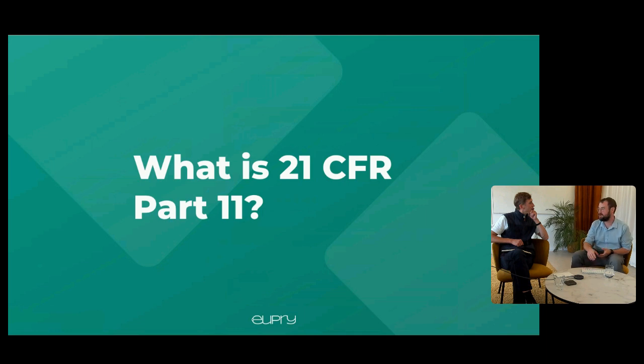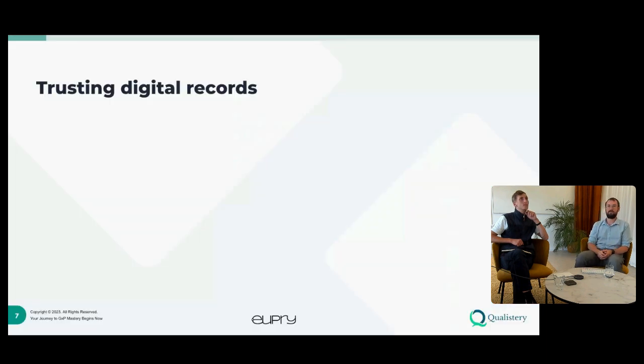So, getting into the meat of it, 21 CFR Part 11 is, in my mind at least, the basic idea of being able to trust digital records. So it was regulations that were established by the US Food and Drug Administration to ensure that we have integrity, authenticity, and reliability of electronic records and signatures in regulated industries such as the pharmaceutical and medical device industry.